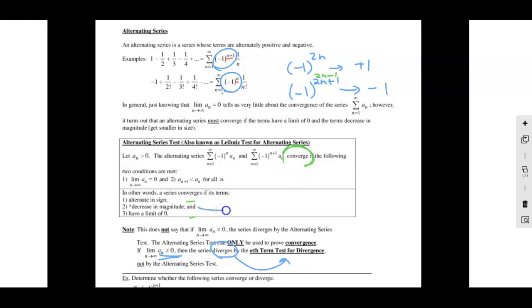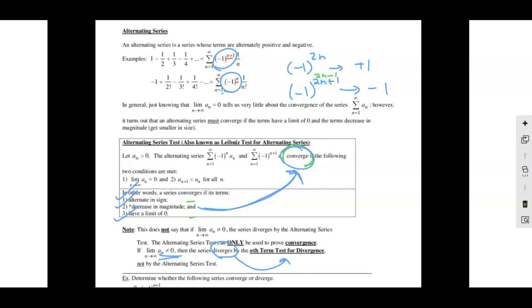oops, I wanted to draw the arrow, not erase it. If I get check, check, check, then we know that series will converge by the alternating series test. You can call it the Leibniz test also, but I think the alternating series test is the way that the AP exam is going to call it.